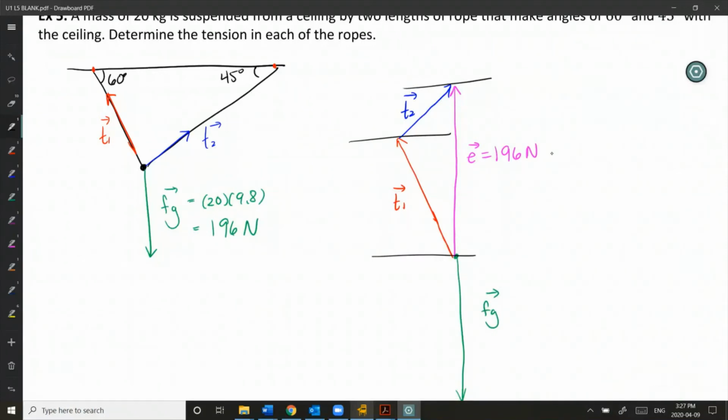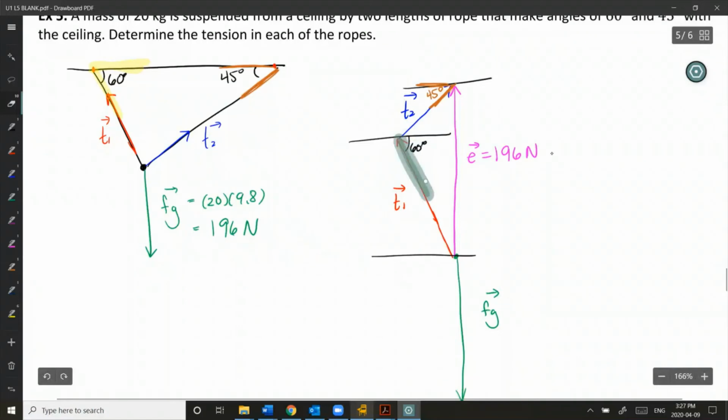So here's what I know. Let's look at this angle right here. This angle is between the horizontal and the first tension vector, which is essentially this angle inside here. So I know that that is 60 degrees. Okay, now let's look over here. This angle is the angle that the second tension vector and the horizontal make. So I know that this angle up here is 45 degrees.